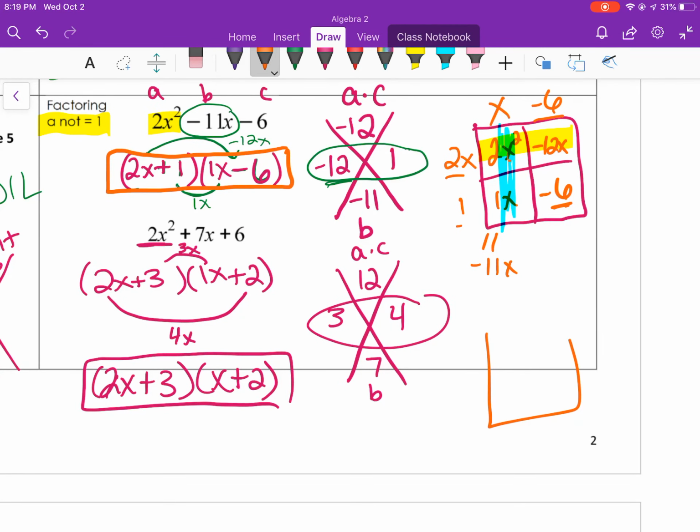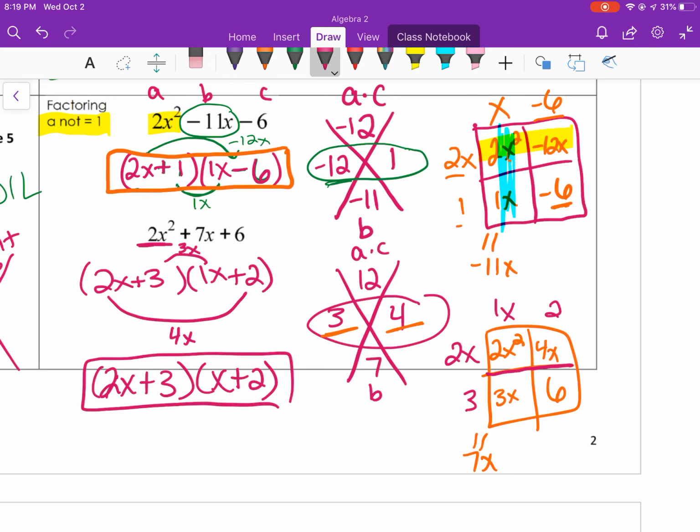Essentially, you could do that with the box as well. You would put the first term, 2x squared here, the 6 here. You know that this middle part has to add up to 7x. Whatever you get for these middle numbers, go here in any order. You could put the 3 here, the 4 here, it doesn't matter. Then you figure out the outside by thinking what they have in common. So these two have a 2x in common. Then 2x times 1x gives me 2x squared. 2x times 2 gives me 4x. 1x times 3 gives me 3x. And 3 times 2 gives me 6. And then x plus 2 and 2x plus 3 give me my answers as well. So the box is just another way of organizing it, thinking through it.